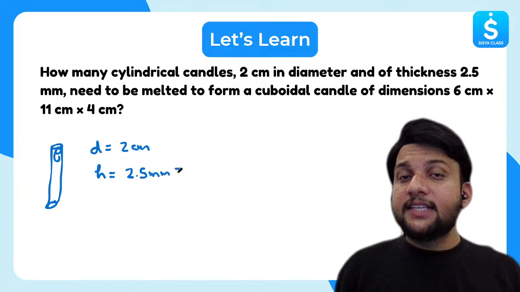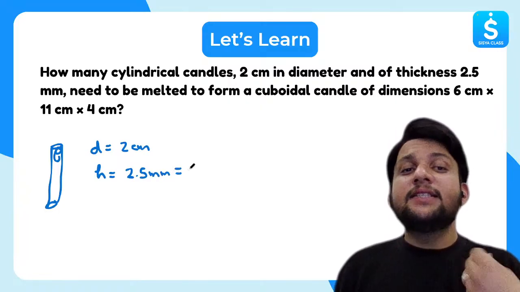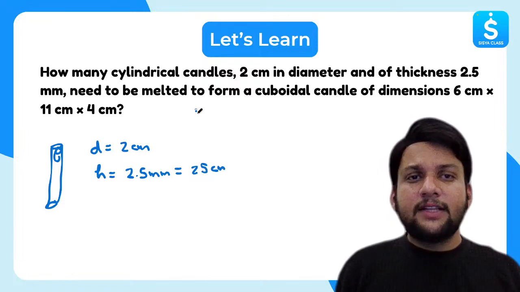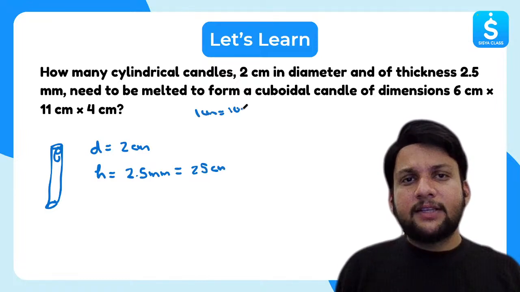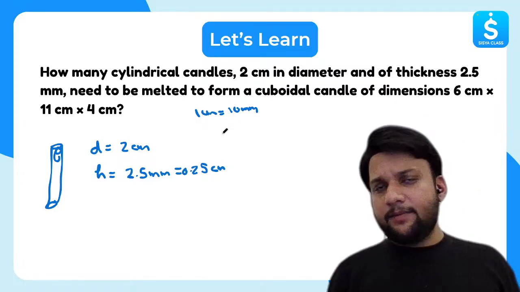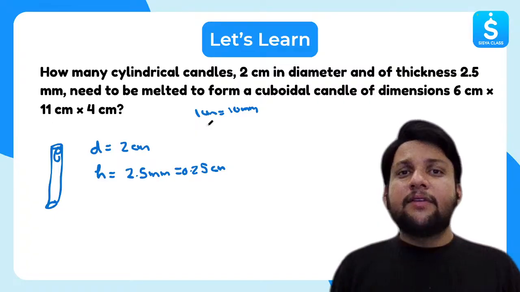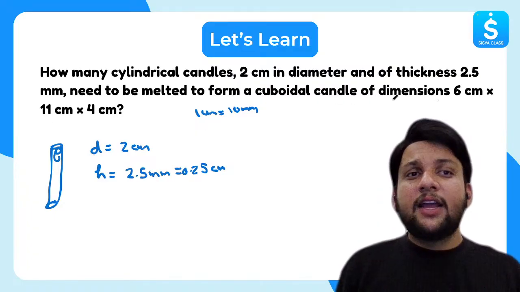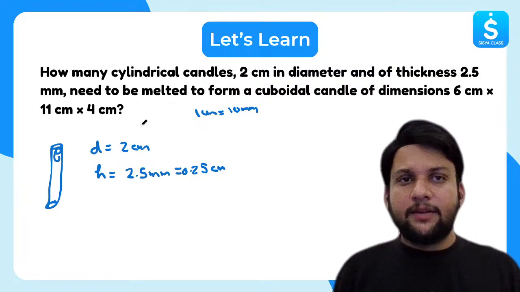If I convert it in centimeters, what is 2.5 millimeter in centimeter? That is 0.25 centimeter. Why? Because in 1 centimeter we have 10 millimeters, right? So if I have to get 1 millimeter, it will be 0.1 centimeter, and 2.5 millimeters is 0.25 centimeter. Clear? Can be melted to form a cuboidal candle of dimension 6 centimeter into 11 centimeter into 4 centimeter.